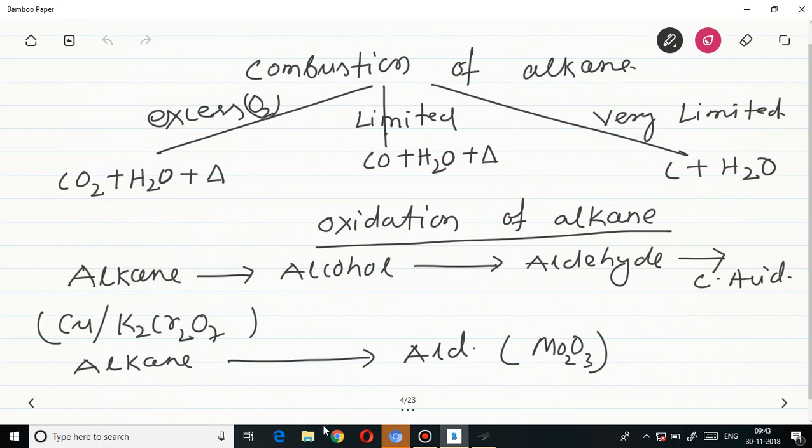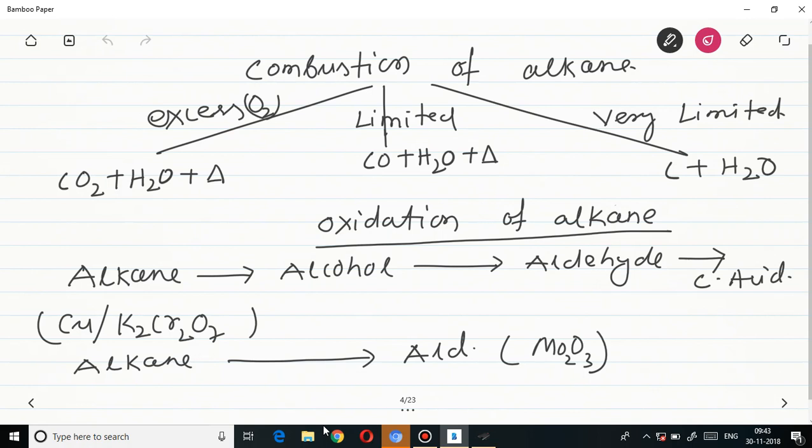Now combustion of alkanes. How does combustion of alkanes happen? Combustion of alkanes can happen in three ways. One is excess of oxygen, one is limited oxygen, and one is very limited oxygen. Now when oxygen is available in excess amount, the product will be carbon dioxide plus water plus heat. If it is available in a limited amount, means you are limiting the supply of oxygen, it will be carbon monoxide plus water plus heat. You can see one oxygen is not there.